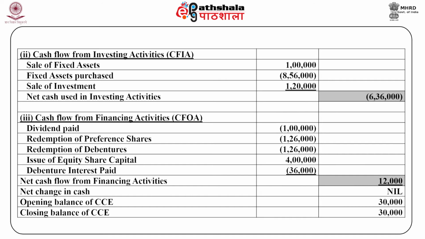3. Cash flow from financing activities, CFFA. Dividend paid, 1 lakh. Redemption of preference shares, 1,26,000. Redemption of debentures, 1,26,000. Issue of equity share capital, 4 lakh. Debenture interest paid, 36,000. So there is a net inflow of 12,000. The net change in cash is nil. Opening balance of cash and cash equivalents is 30,000. Closing balance of cash and cash equivalents is 30,000.